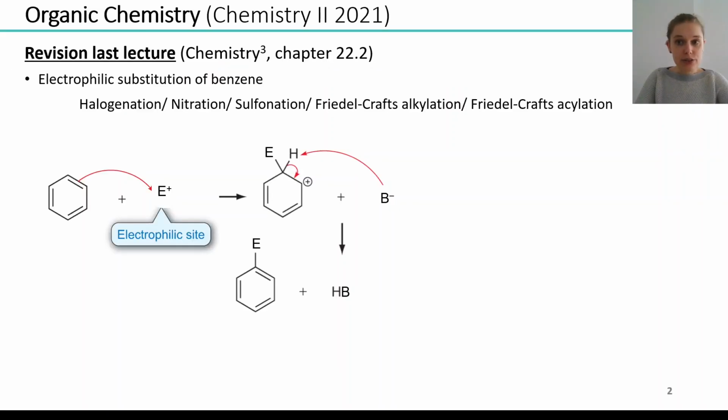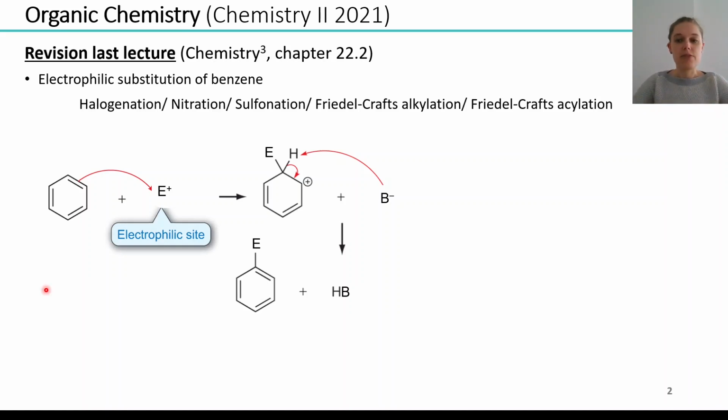Before we start, we will shortly revise the last lecture. In the last lecture, we focused on the electrophilic substitution of benzene, and we learned that there are 5 important electrophilic substitution reactions of benzene, namely halogenation, nitration, sulfonation, Friedel-Crafts alkylation, and Friedel-Crafts acylations.